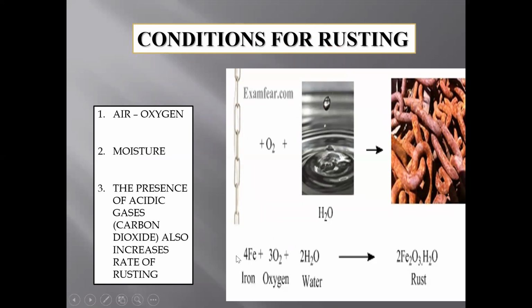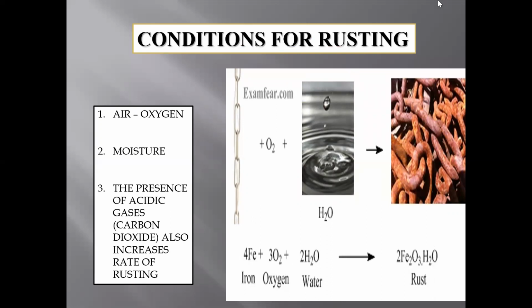That is, over here I have given the chemical equation: 4Fe plus 3O2 plus 2H2O gives 2Fe2O3·H2O. This is the chemical formula for rust. And when this flaky brown substance is formed and gets deposited on this chain, the chain is rendered useless, we cannot use it anymore. And this is a very common phenomenon which occurs in our day-to-day life.